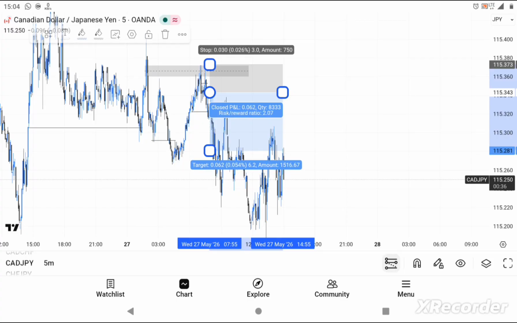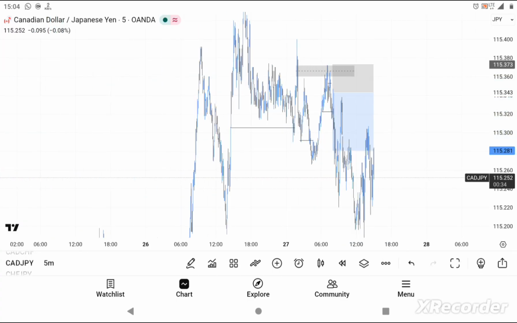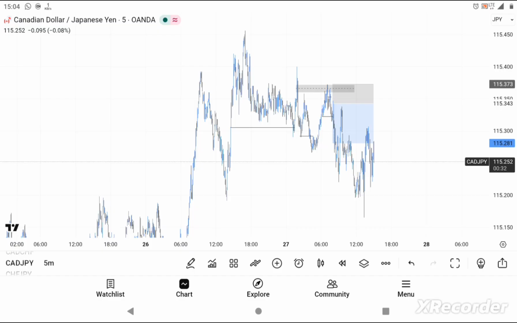Can you see? 2RR. Then that's all. You take the trade and you are out. You can see you are out of it. So that is it. And there's another one again. Let me think. The other one I took.